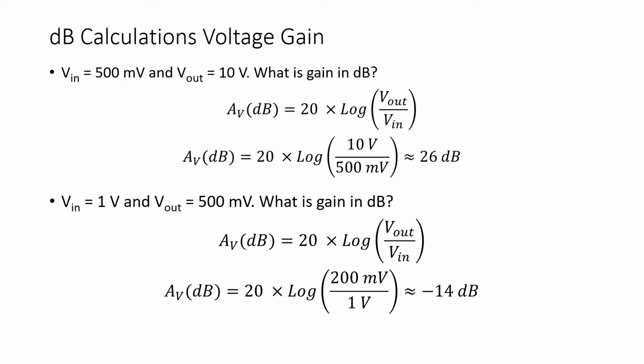Again, notice the first example is an amplifier. The output is greater than the input. The gain is a positive value in decibels. The second example is an attenuator. The output is smaller than the input, and the gain in decibels is a negative value.